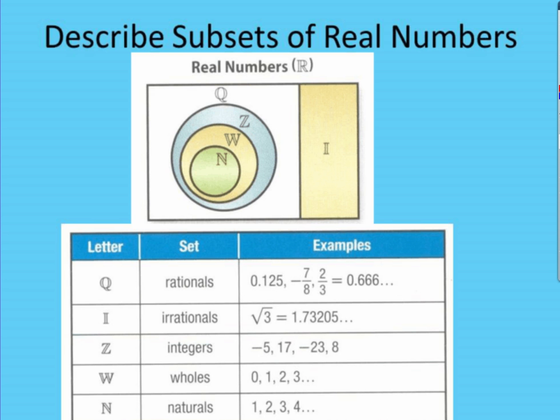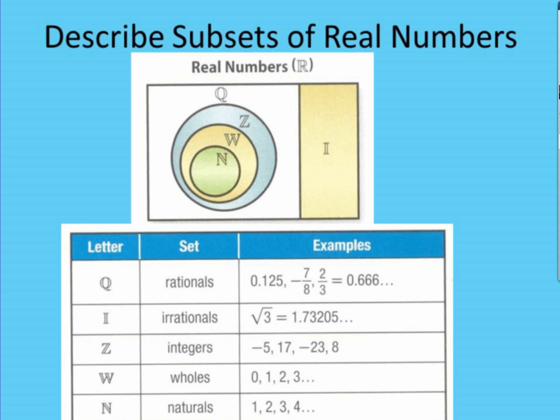So when we talk about real numbers, there's a bunch of subsets inside real numbers. Real numbers just mean that they exist, and we represent real numbers with that R. The first set inside is rational numbers. Those are numbers that can be written as decimals that end, repeating decimals, or fractions. Then we have irrational numbers. Those are numbers that have decimals that do not repeat and have no ending point.